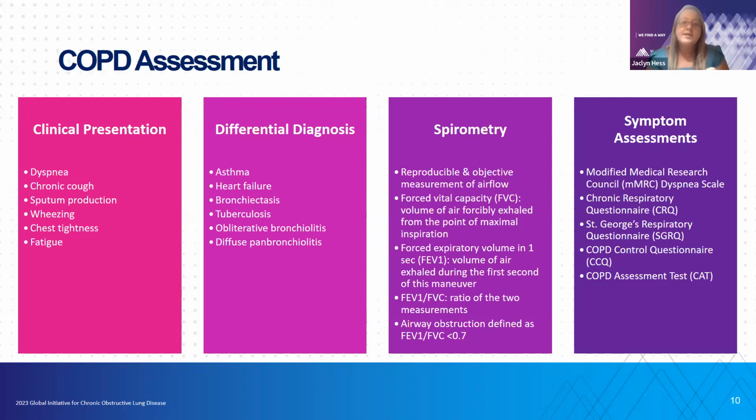So through this test, we're capturing the forced vital capacity and forced expiratory volume in 1 second to then assess the ratio and determine the airway obstruction, which is defined as an FEV1 over FVC of less than 0.7. And then another aspect that we look at is the patient-reported symptom assessment.